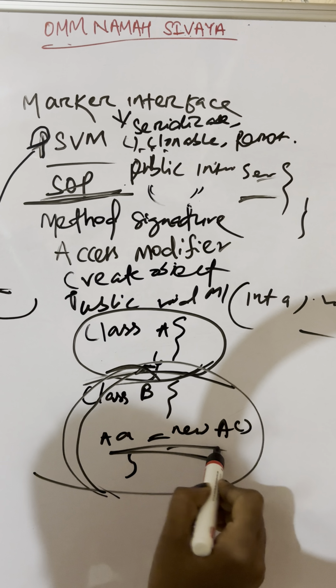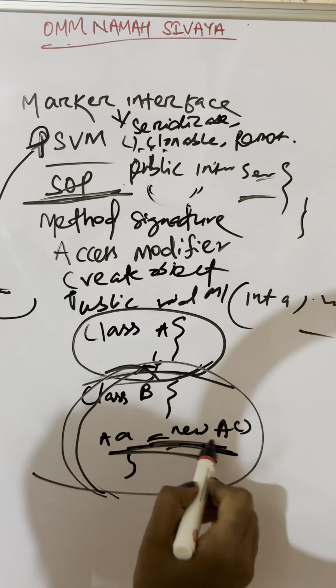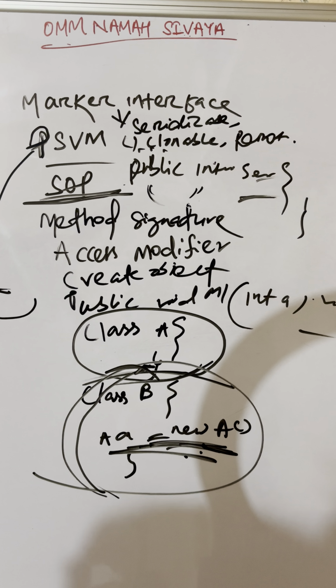What is the meaning of this method declaration? Is anything there? No, right? So that is the concept of composition and aggregation, the has-a relationship. Okay, composition means tightly coupled. Aggregation means it is not tightly coupled.